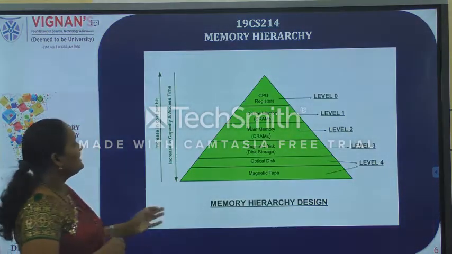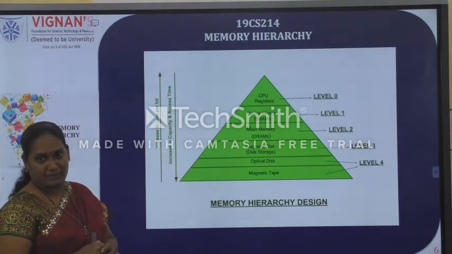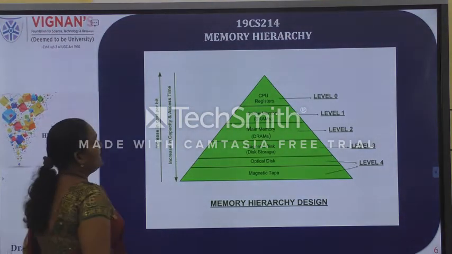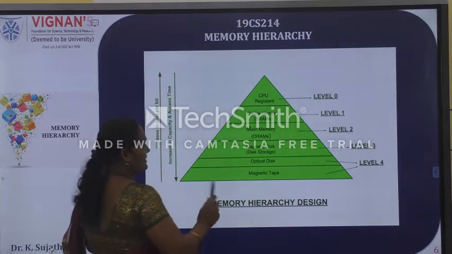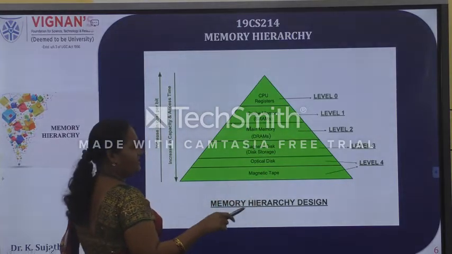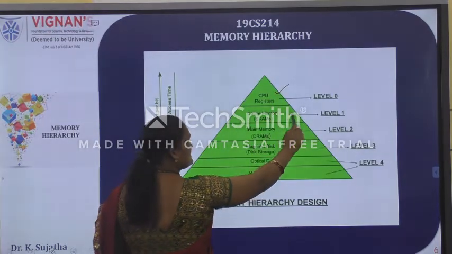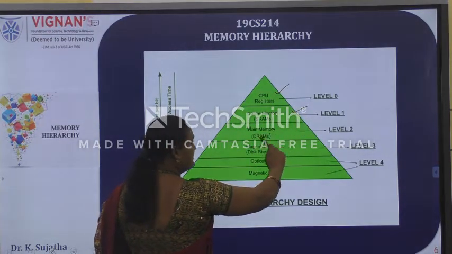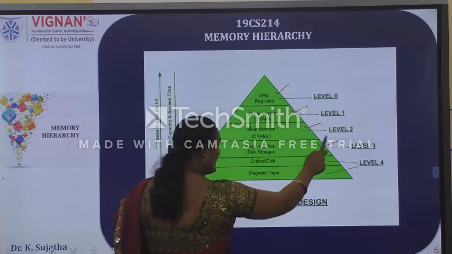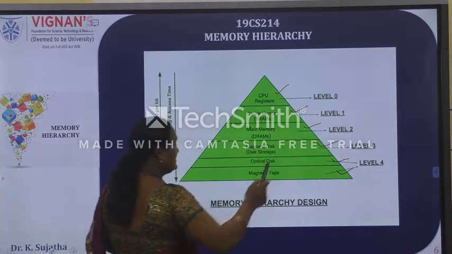So coming to this diagram, which indicates the hierarchical representation of memory, let us see how a memory hierarchy is represented and what the various memories are. Here we are representing all the memories in levels. In level 0 we have CPU registers, in level 1 we have cache memory, in level 2 we have main memory, in level 3 we have magnetic disks, and in level 4 we have optical disk and magnetic tape.